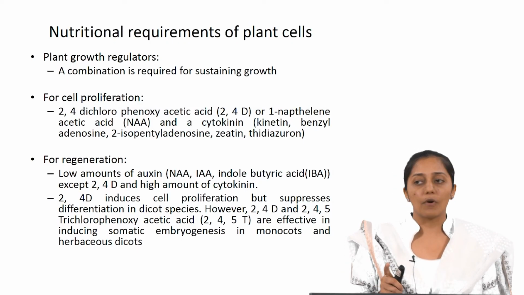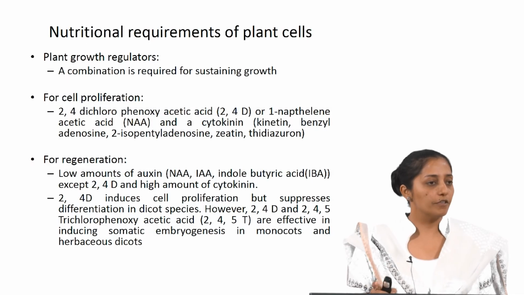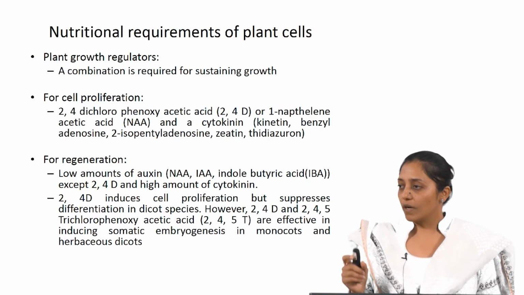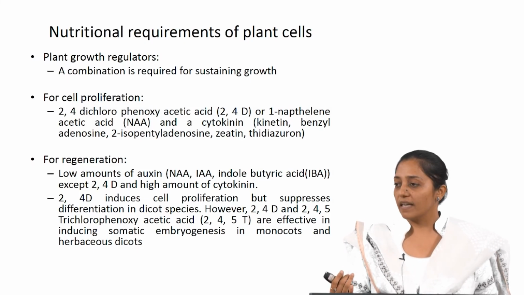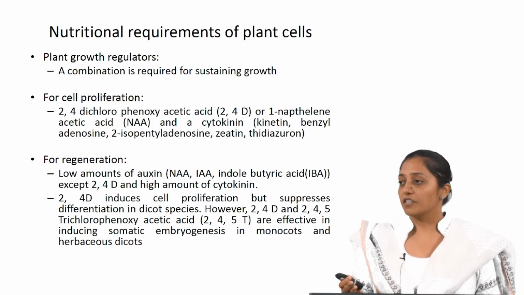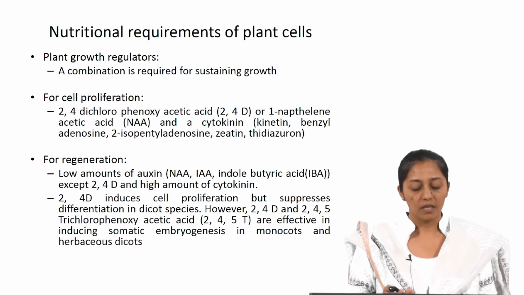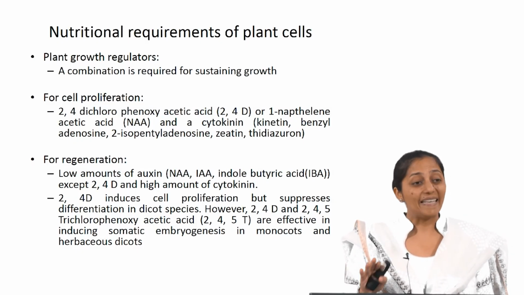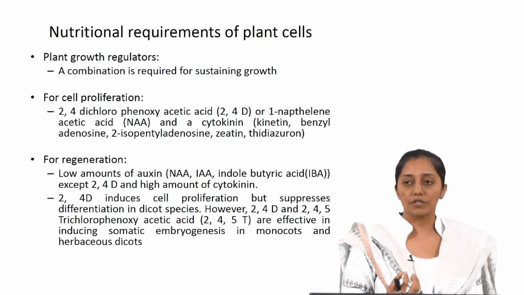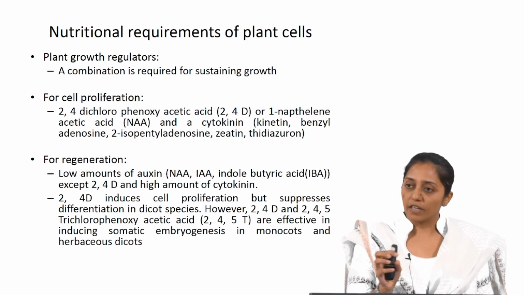Now, when you need cell proliferation, which means cell multiplication, to happen, you use 2,4-dichlorophenoxyacetic acid, which we know as 2,4-D, or 1-naphthaleneacetic acid, which is NAA, or a cytokinin. So, these are auxins. Then cytokinins like kinetin, benzyladenine, and I said thidiazuron. Now, for regeneration, which needs organogenesis to happen, what is in general found to work is you reduce the concentration of auxins and increase the concentration of cytokinins. So, generally it is seen that once you reduce the ratio of auxin to cytokinin, it leads to organogenetic events.